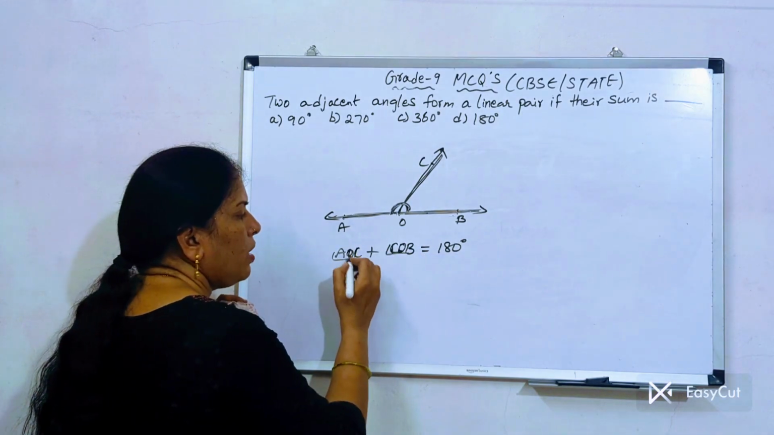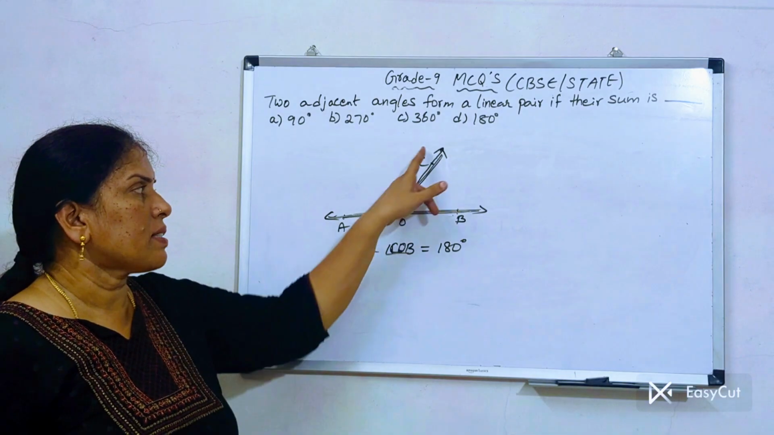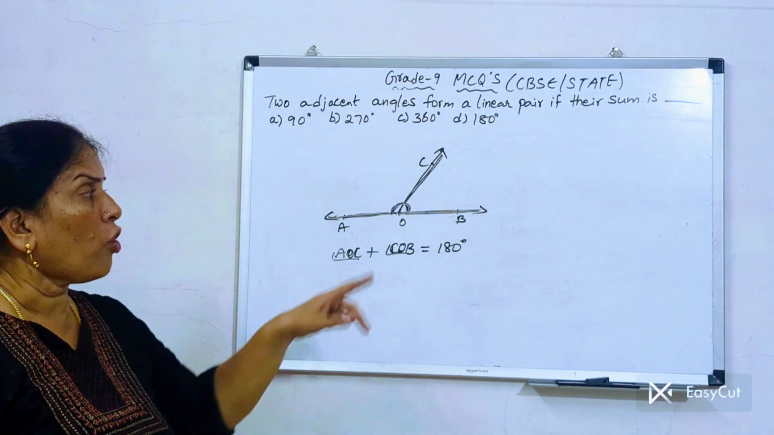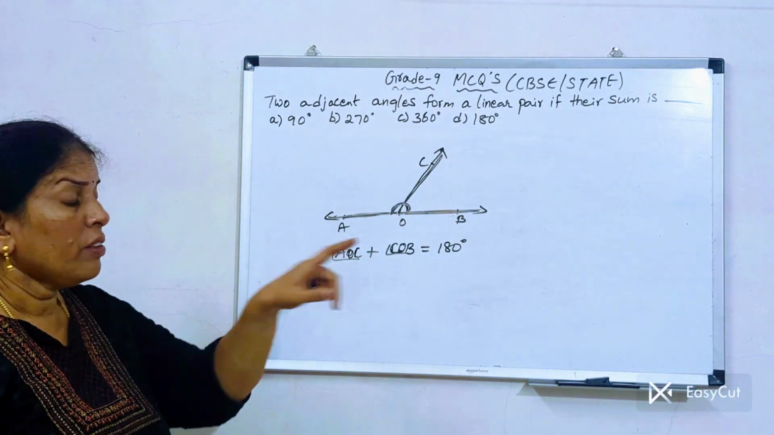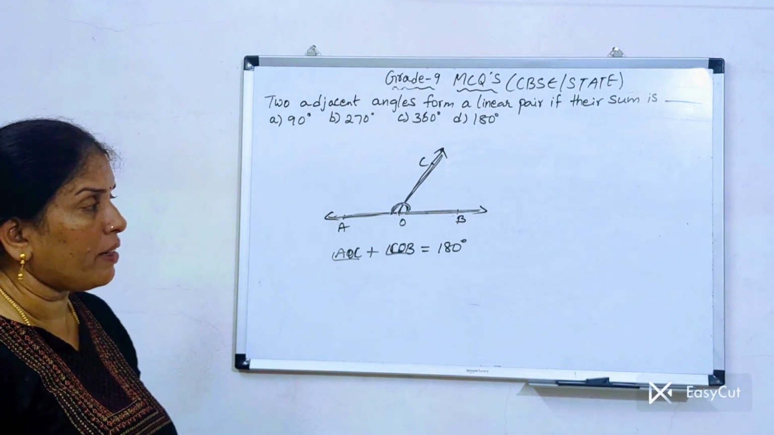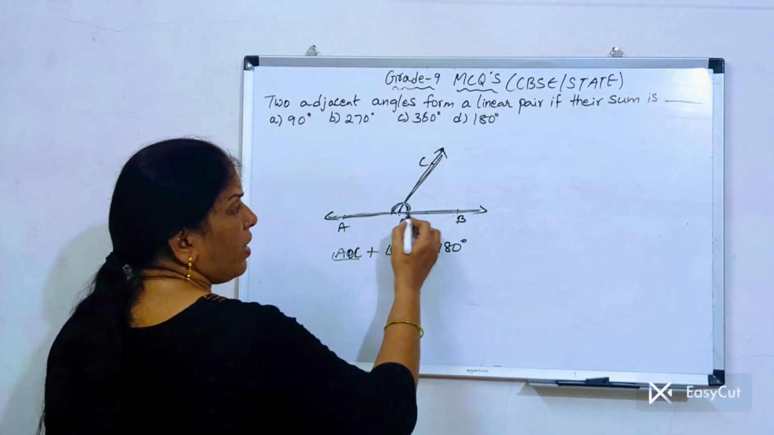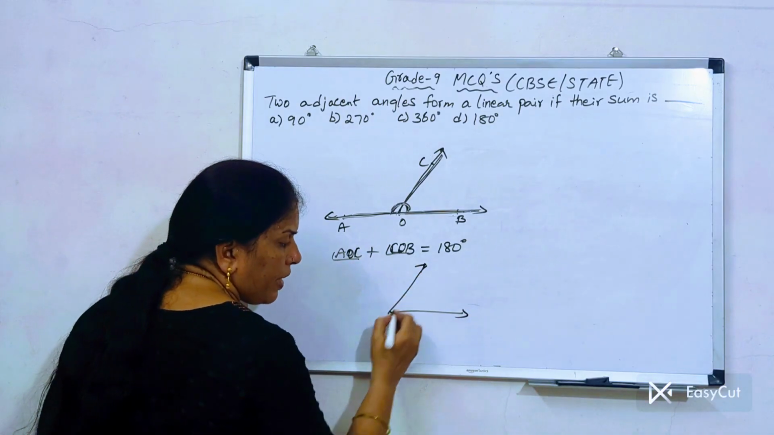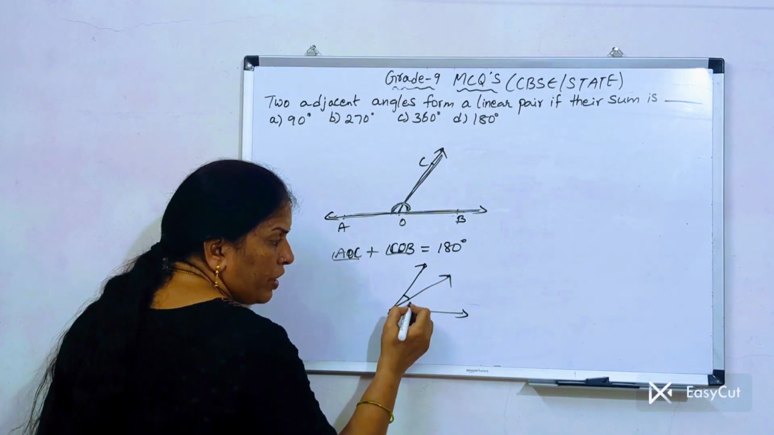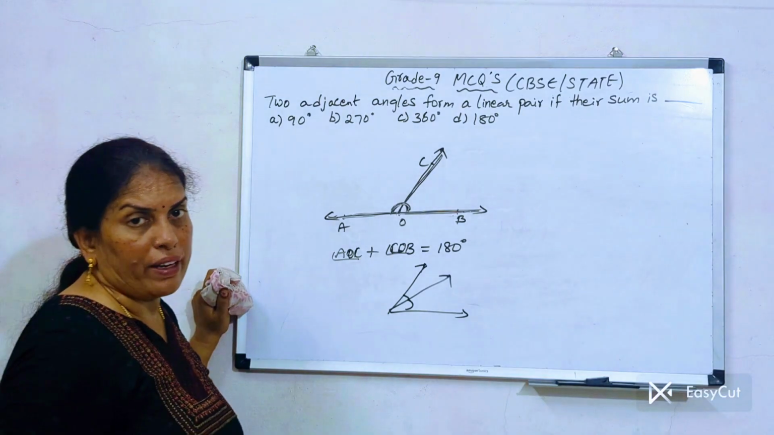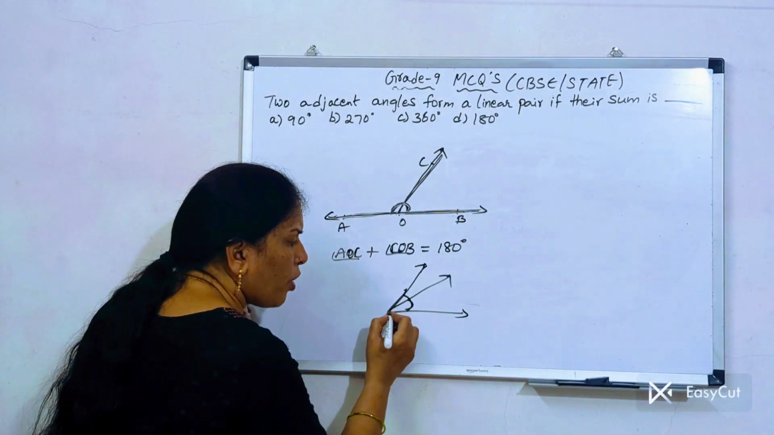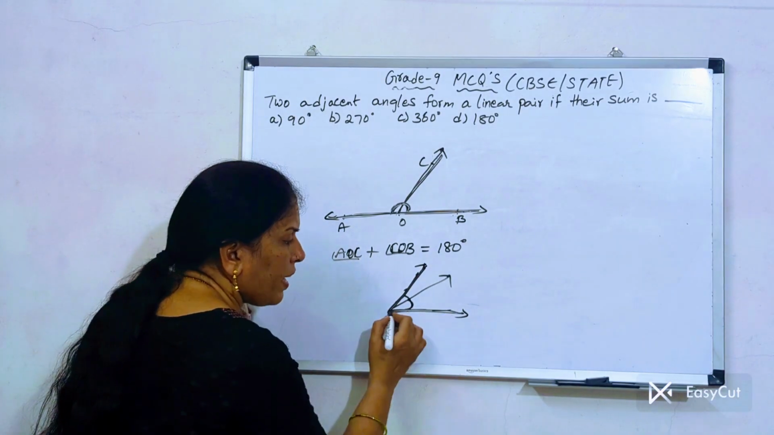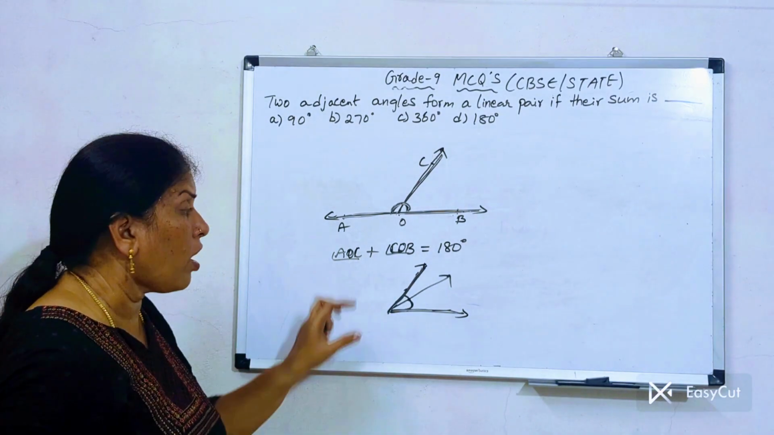All of you understood now? Angle AOC plus angle COB is equal to 180 degrees. It means they both form a linear pair. Why do we call them a linear pair? The rays are opposite rays. In this figure, see here, these two angles do not form a linear pair. Why? Because they are not forming opposite rays. Opposite rays are not there. See, both are going in the same direction. So they are not opposite rays.